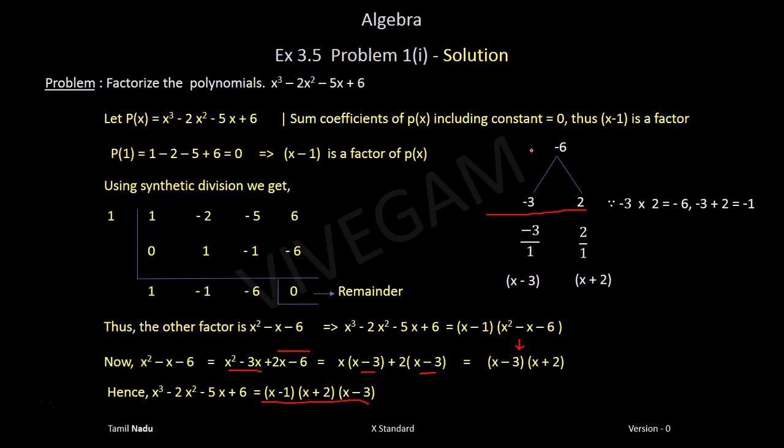So all you need to know is this rule. If you know this rule, that is, if the sum of the coefficients and the constant of the polynomial is 0, then x equal to 1 is a 0, or x minus 1 is a factor. Using that as a starting point, do the synthetic division, get your quadratic polynomial, factorize the quadratic polynomial, and get the other two factors and complete the problem. Okay? So I hope I made it clear. If not, please go through the solution one more time.